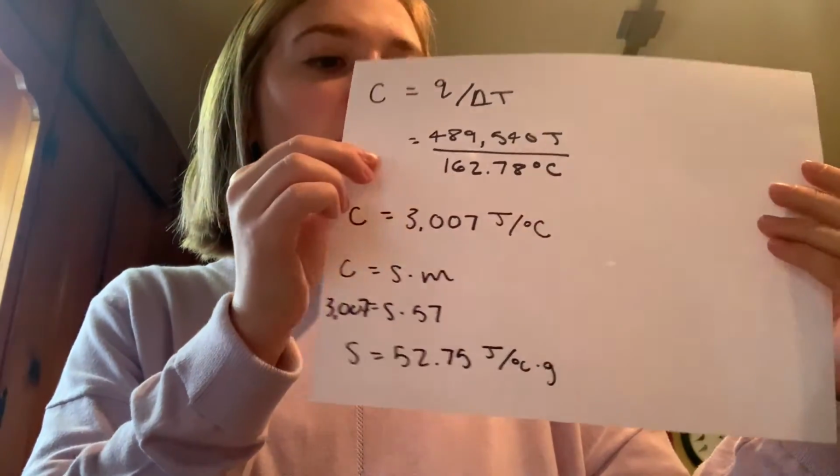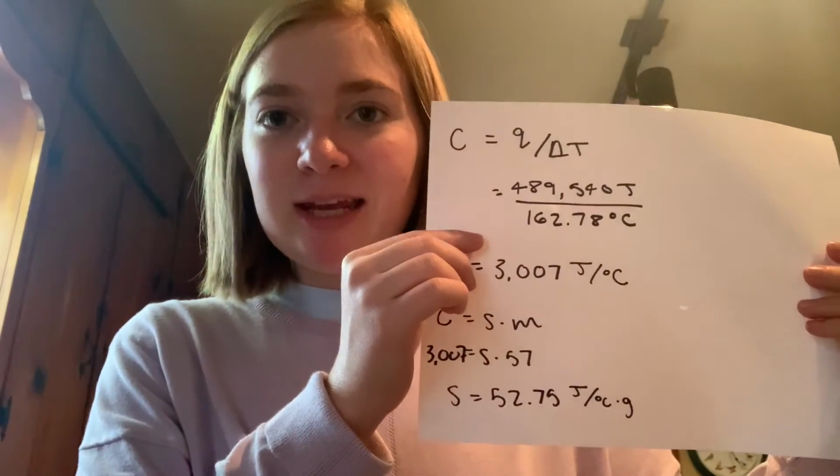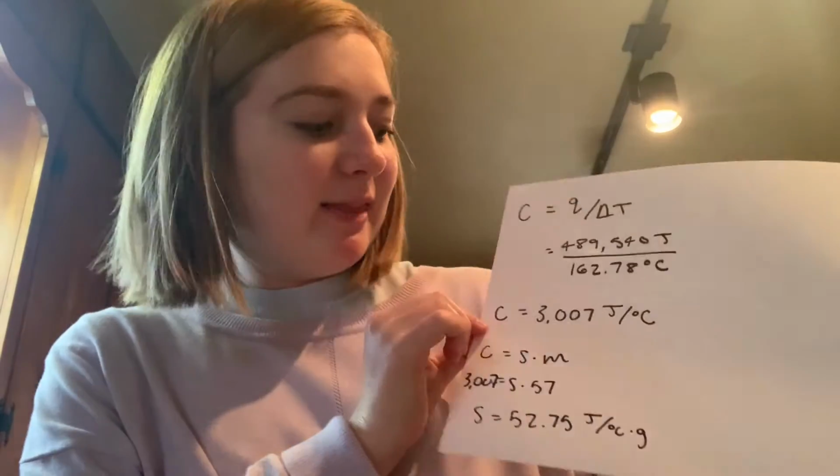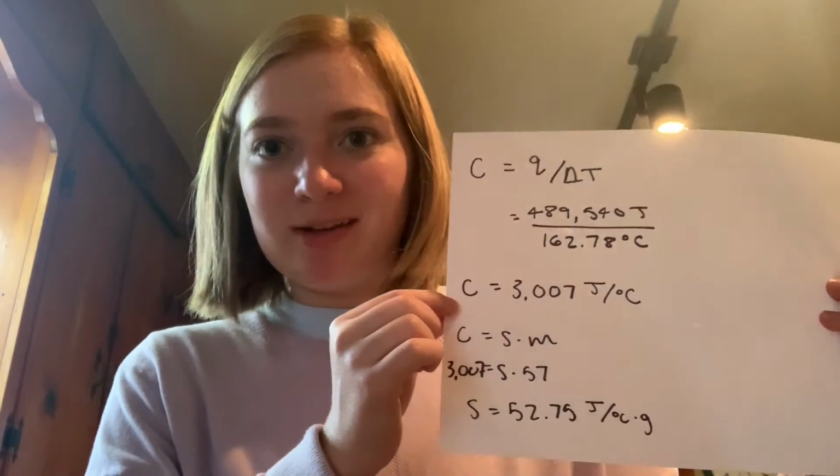And so when we divided our calculated Q value by our calculated delta T value, we get that C is equal to 3007 joules per degree Celsius.